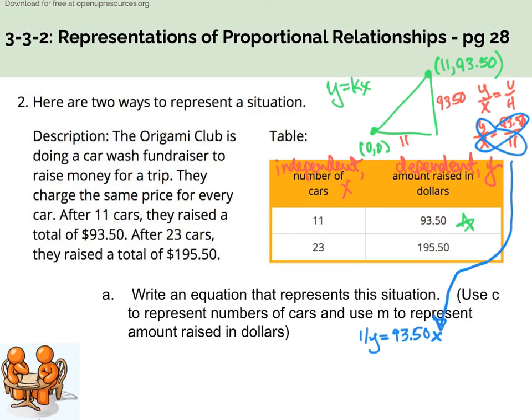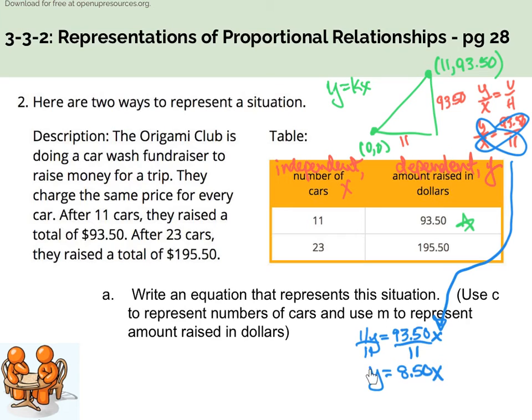Again, we want to get y by itself. So 11 and y are multiplying. We are going to divide by 11 on both sides. So we get y equals 8.50x. And because we're dealing with money, I like to keep it as 8.50 and look at it that way. It'll make it a little bit better. Okay, and now we need to go ahead and use our C and then our M.